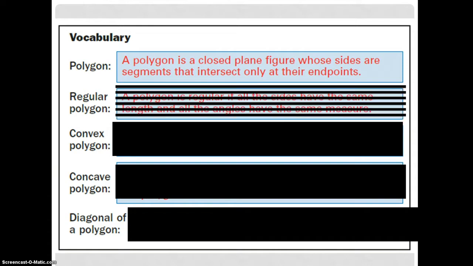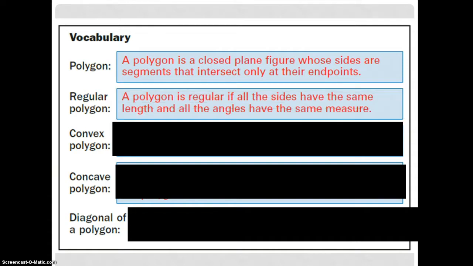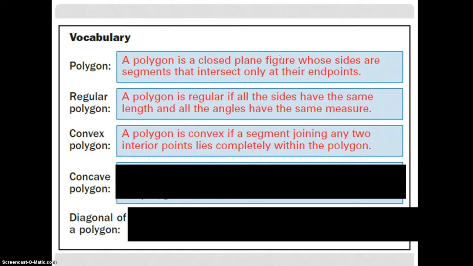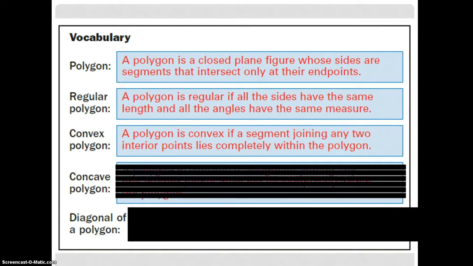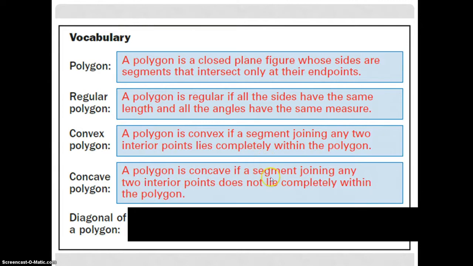A regular polygon is one where all sides have the same length and all angles have the same measure. A convex polygon is one where a segment joining any two interior points lies completely within the polygon. A concave polygon is one where a segment joining any two interior points does not lie completely within the polygon.